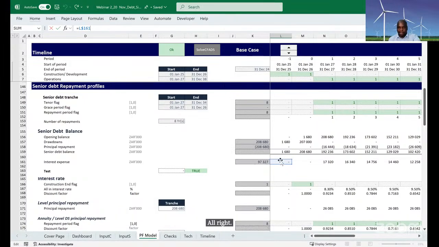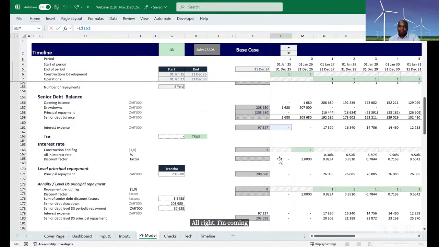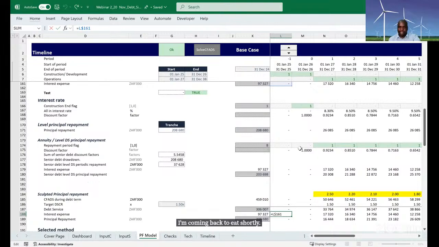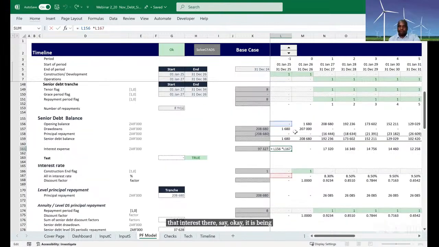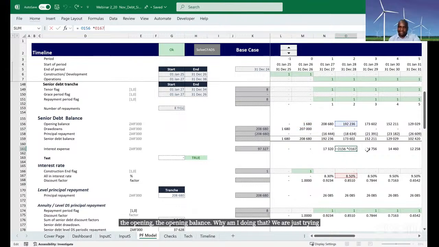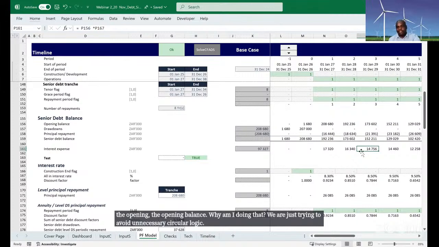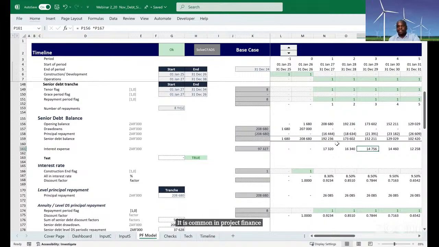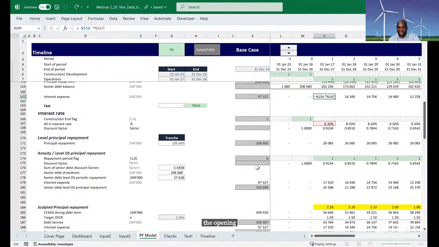I'm coming back to it shortly. That interest there, it is being calculated based on the opening balance. Why am I doing that? We are just trying to avoid unnecessary circular logic. It is common in project finance that the interest is calculated based on the opening balance.